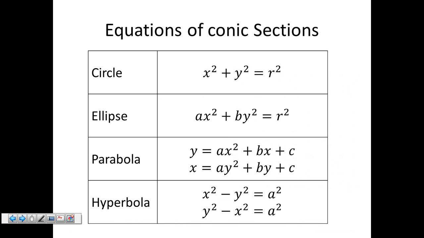So here are some basic forms of equations for the four types of conic sections. Look for the x squared plus y squared to create circles. Look for the x squared plus y squared, but they have different coefficients to make ellipses. When we're creating a parabola, we see this quadratic form, whether that be y equals ax squared plus bx plus c, or if we want to turn it sideways, x equals ay squared plus by plus c. And then if you see a difference between the x squared and the y squared rather than an addition, you're going to make a hyperbola.